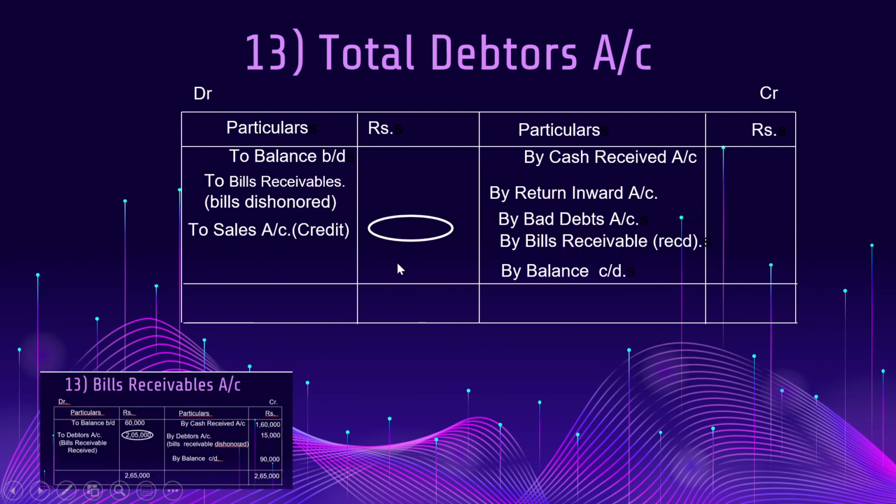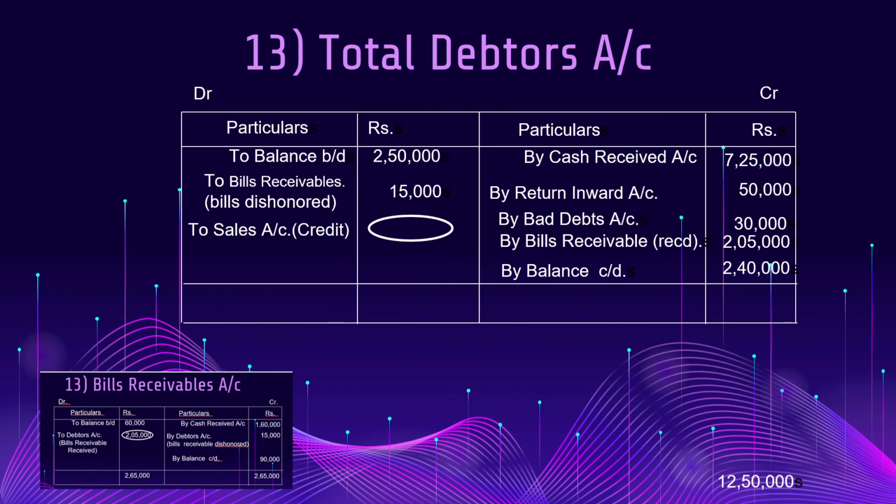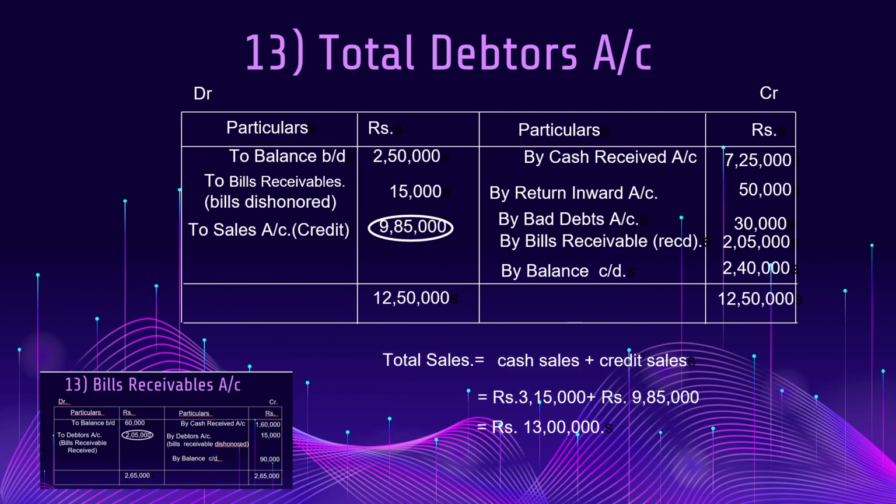Okay, now see total debtors account. First we are showing the opening balance, bills dishonored, and cash received, return inward, and then bad debts. The bills receivable which we found in the bills receivable account, and closing balance of debtors, and put the total, and you will get the credit sales. Now credit sales we have found.